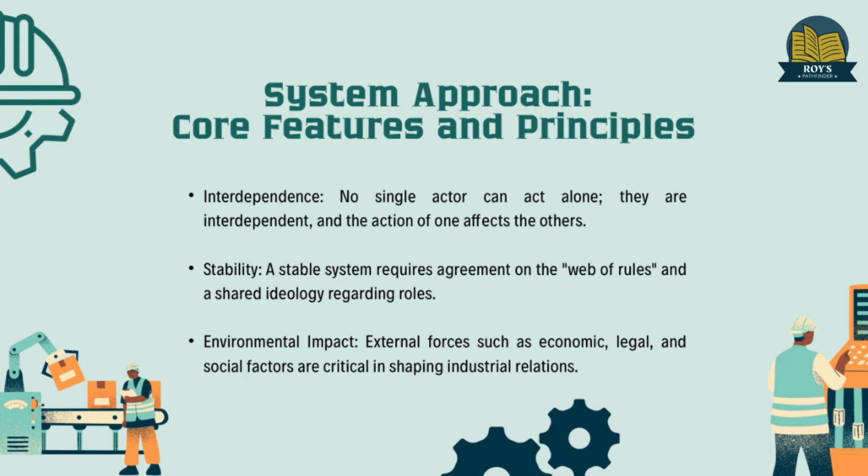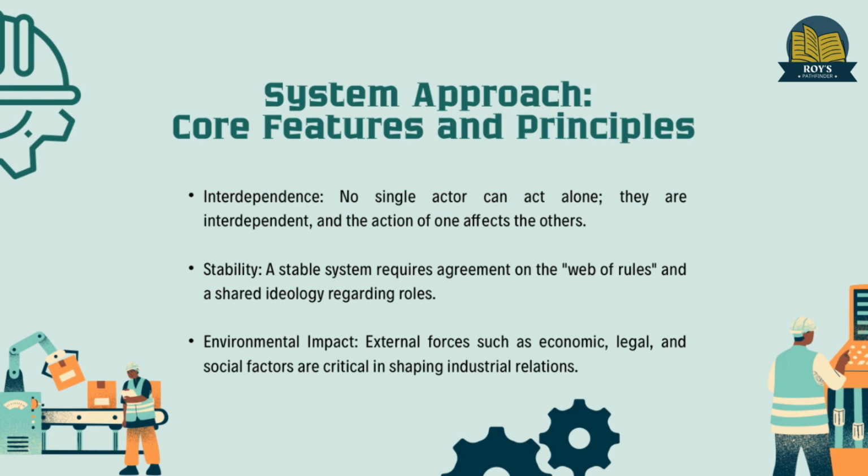Moving on to stability, a system remains stable only when there is agreement, not just on the rules, but on a shared understanding of those rules, what we call the web of rules. Plus, there's a shared ideology about roles, responsibilities, and expectations that keeps everything balanced. Without this common ground, stability becomes difficult to maintain.